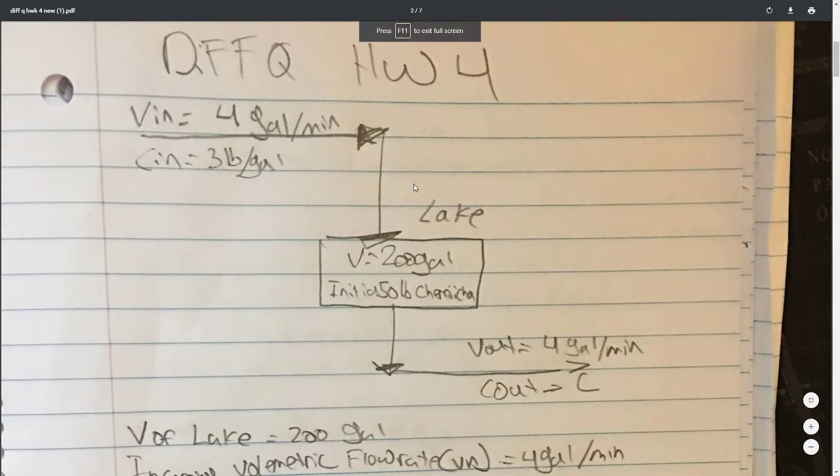Over here, I made a little drawing. It basically tells you how much water is coming in and how much chemical is coming in. Over here is the lake itself. It already had an initial 200 gallons of water and an initial 50 pounds of chemical. And over here we have water going out, which is 4 gallons, and chemical going out, which we don't know.